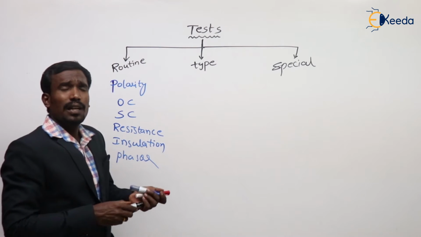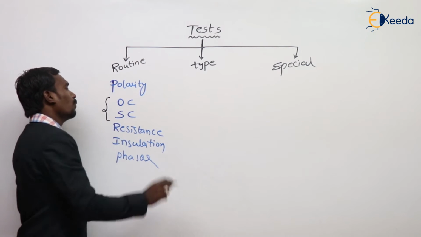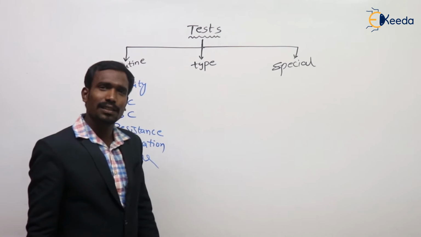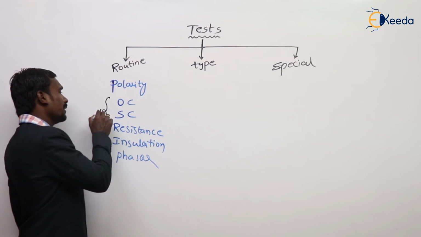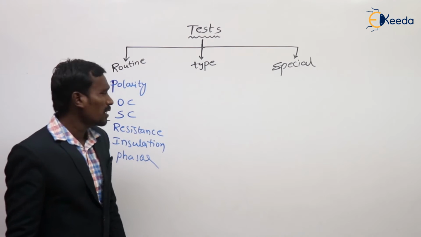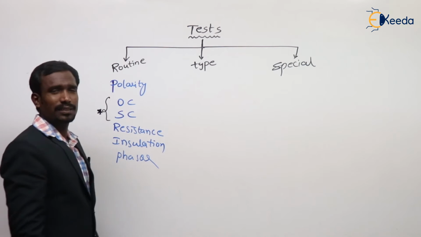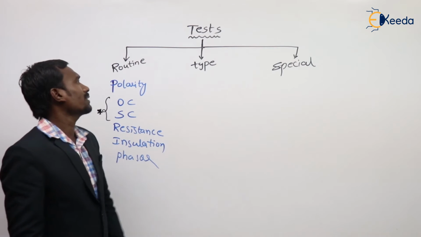Of course, the transformer performance can be determined by the OC and SC tests. That's why these are very important. Of course, you know the polarity, OC and SC tests. Many other tests are also there. Next one, the type test.